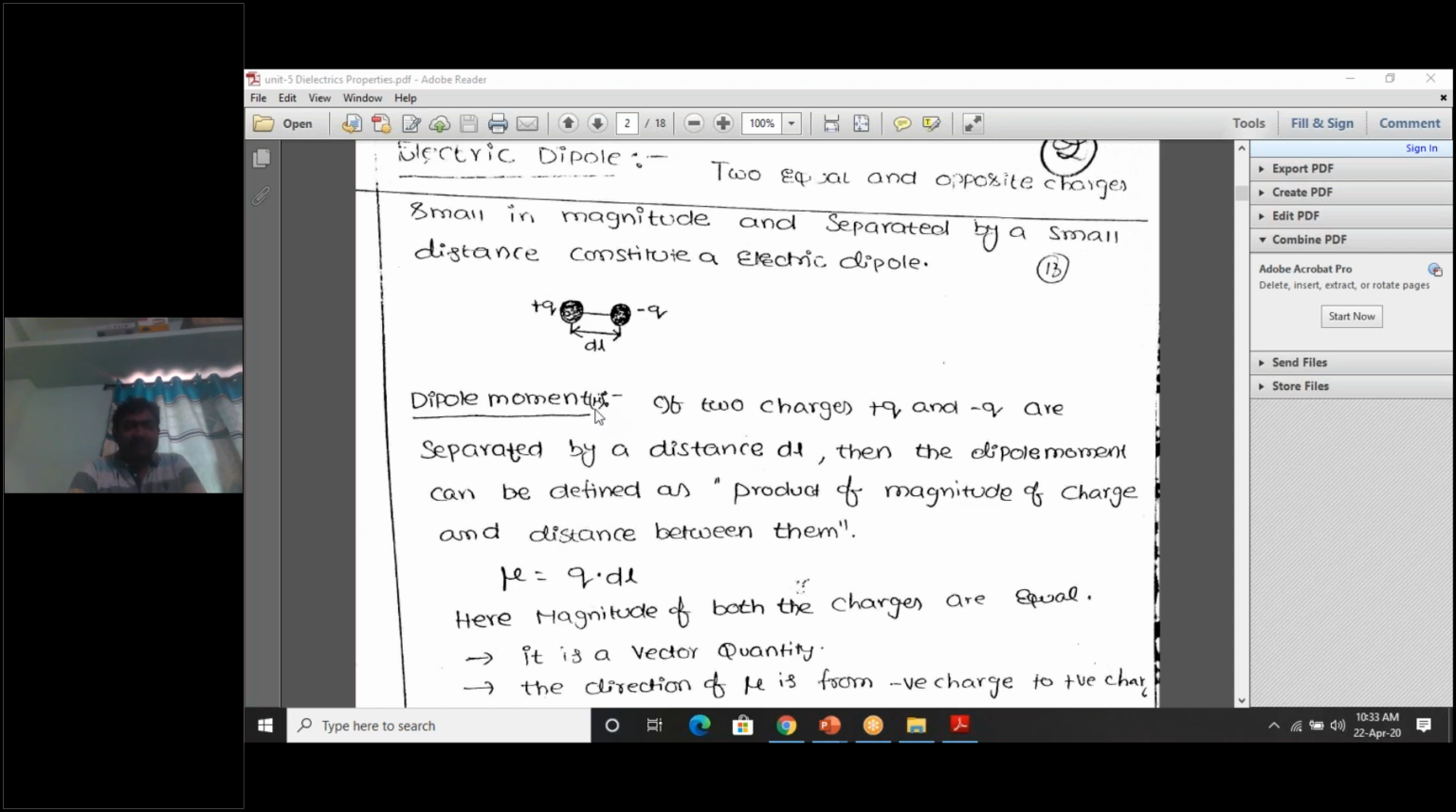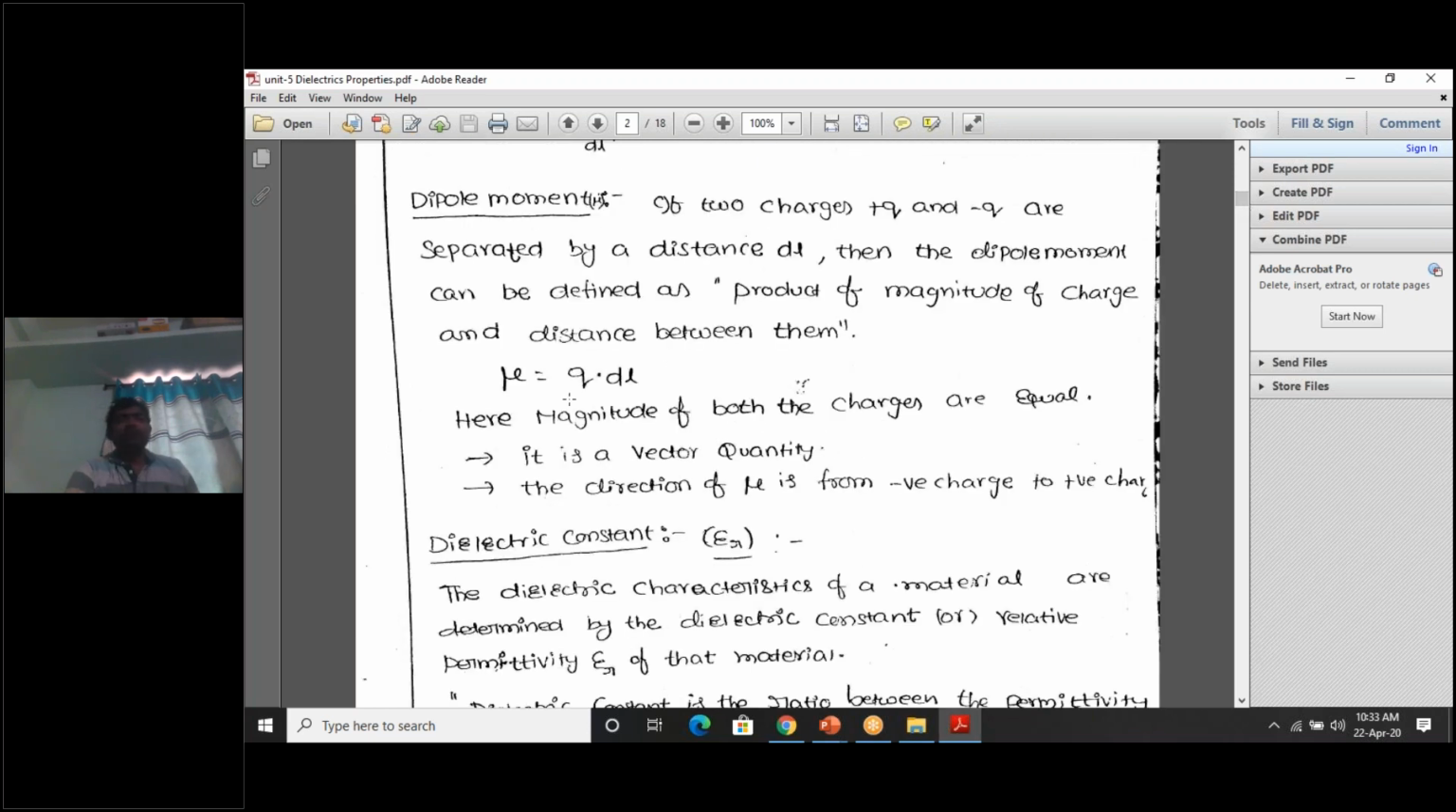The dipole moment is represented with mu and it's a vector quantity. What is a vector? Which has some magnitude and some direction. So what is the magnitude? Obviously q into dl, the product of the charge q and dl, the distance between the two charges, is called the dipole moment, and that is its magnitude. Suppose q is 5 coulombs and dl is 0.01 mm. If you multiply these two, you would get mu, the dipole moment magnitude.